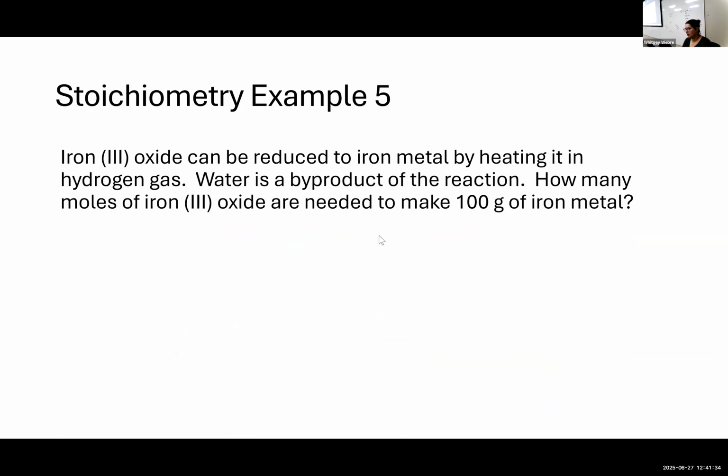Let's do this one. I'll have y'all set this one up. Right now, I want you to write it all out, write out the equation based on what they give you, and balance it. Let's do step 1.